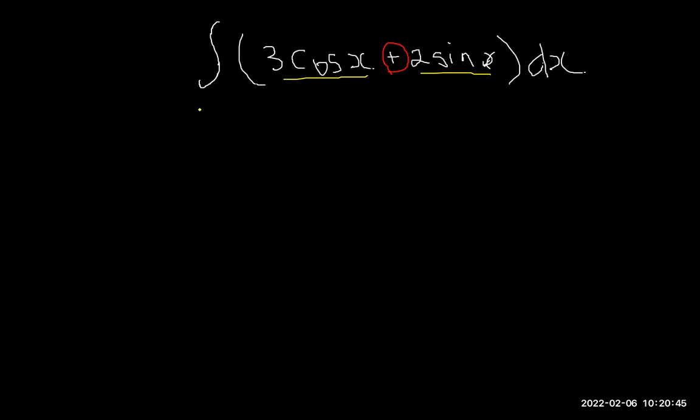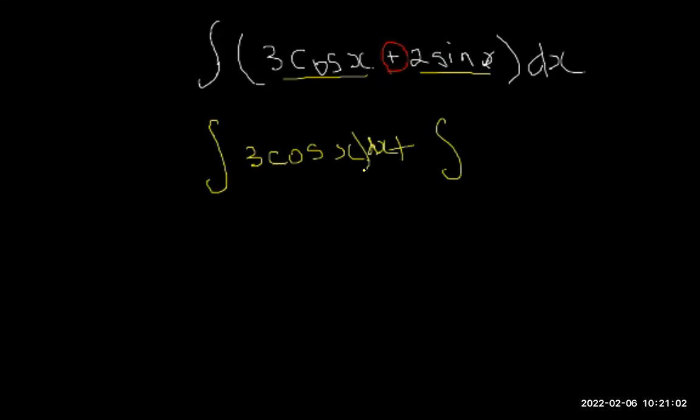So what does that mean for me? If I want to find the integral of 3 cos x plus 2 sin x, then it's the same as finding the integral of 3 cos x dx, put this in brackets, plus the integral of 2 sin x with respect to x.